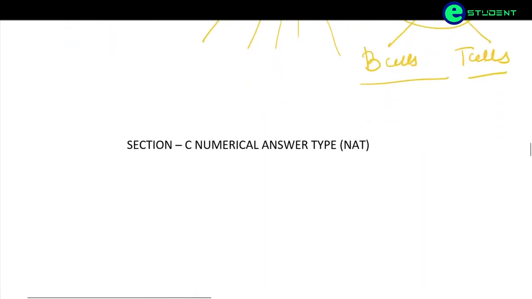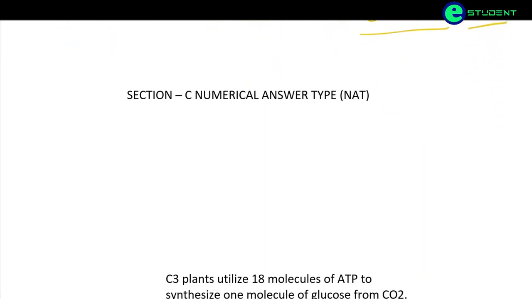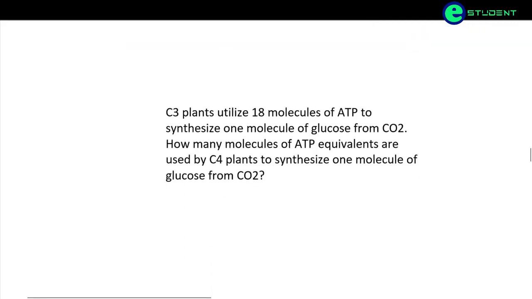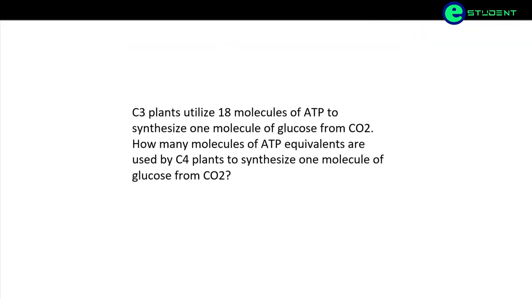Now coming to the next section. Till now we have discussed section B. Now we will be discussing section C, which is actually numerical type questions. So the first question: C3 plants utilize 18 molecules of ATP to synthesize 1 molecule of glucose from carbon dioxide. How many molecules of ATP equivalents are used by C4 plants to synthesize 1 molecule of glucose from CO2?